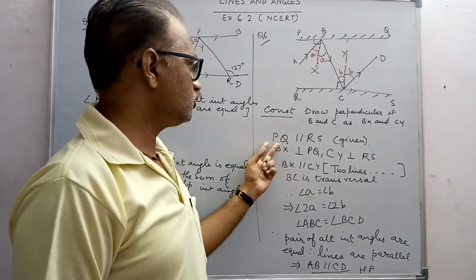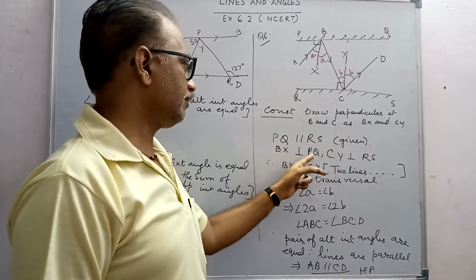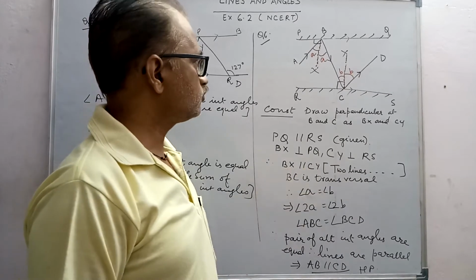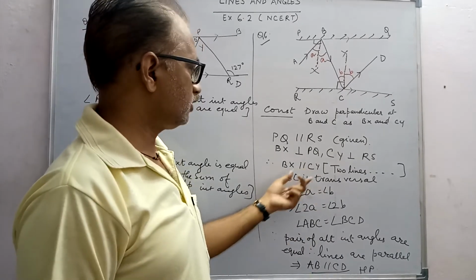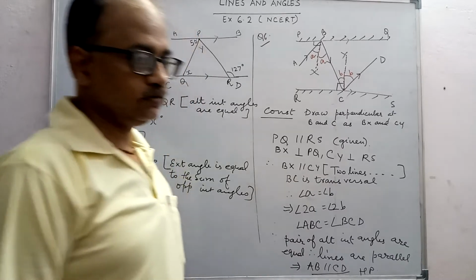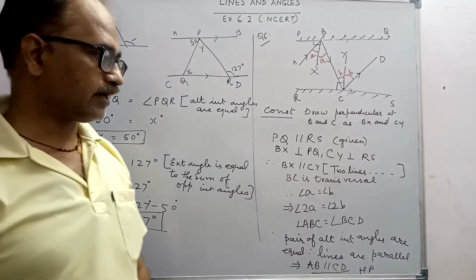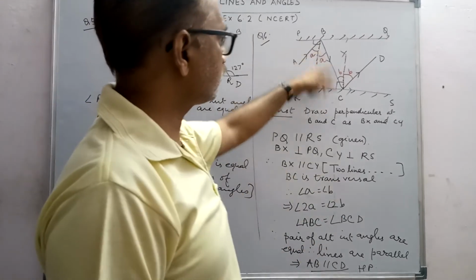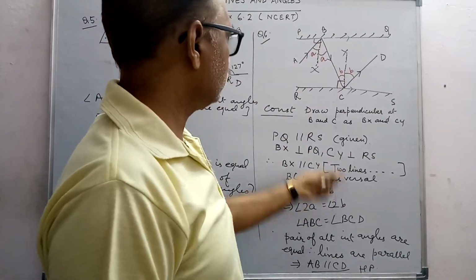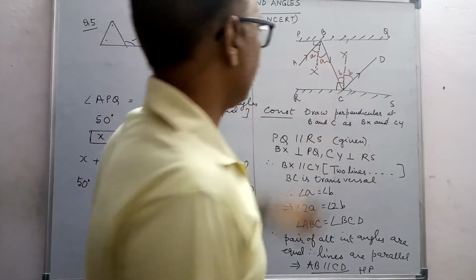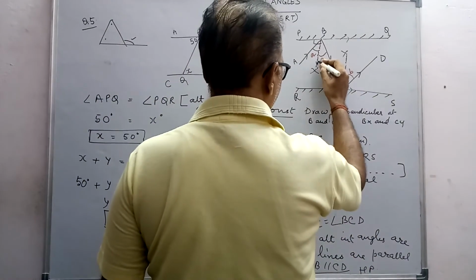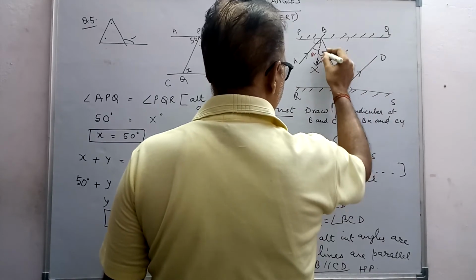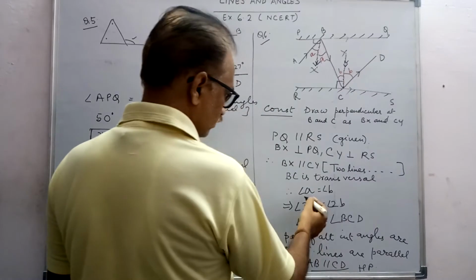So you see PQ is parallel to RS, that is given. BX is perpendicular to PQ and CY is perpendicular to RS. So BX is parallel to CY because two lines which are both perpendicular to two parallel lines are parallel to each other. Therefore BC is a transversal. You see BC is a transversal. So angle A is equal to angle B. This angle and this angle are equal. This line and this line will be parallel. So you see they are parallel. So angle A is equal to angle B.